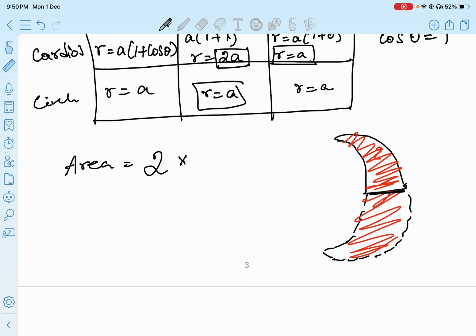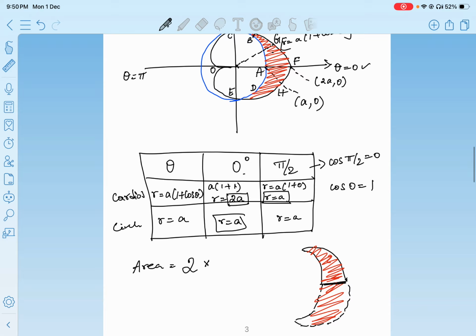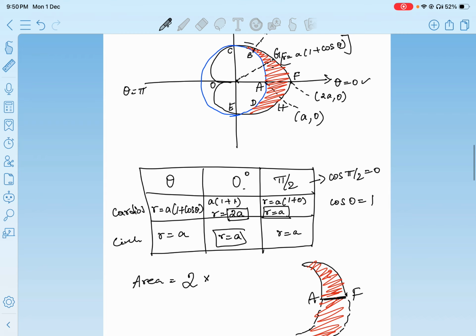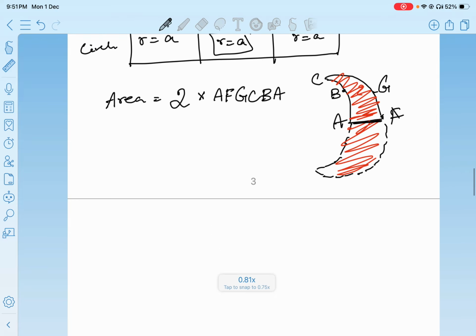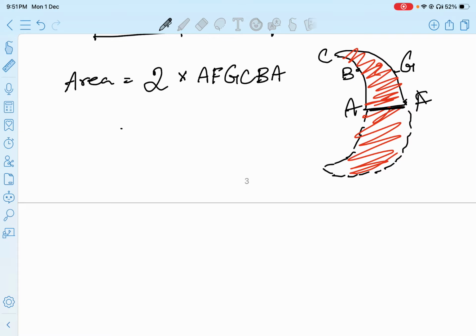So 2 times A. What are the points? A, F, G, and C. This is your B. That's all. And A. So it starts from A and ends at A. Okay, so let us write now. 2 times your A, F, G, C, B, A. Okay, that's all. Now we can integrate.